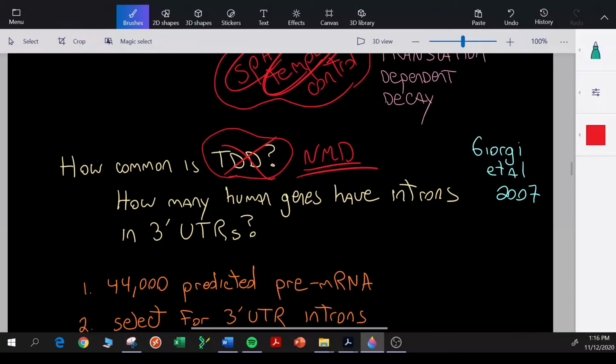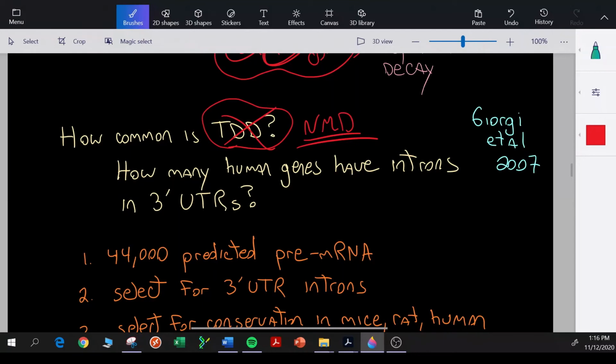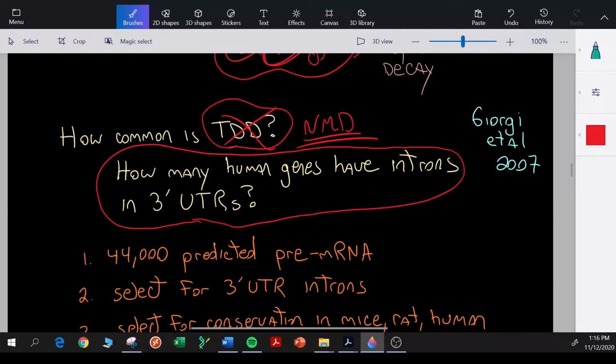To simplify things, we can just call it NMD. How commonly do cells use NMD to control how many proteins are made from a messenger RNA? Another way to ask this question is, how many human genes have introns in their 3' UTRs, their 3' untranslated regions? So what is the definition of a 3' untranslated region?